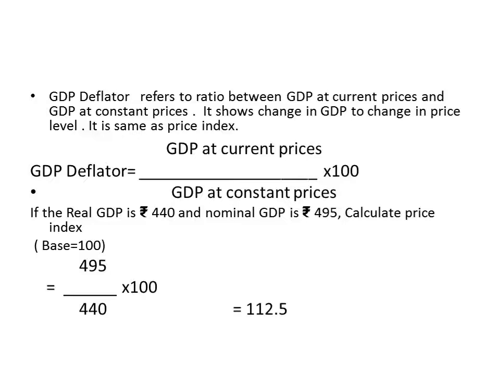Now, you will see the example. If real GDP is given rupees 440, nominal GDP is 495, how can we calculate GDP deflator? Nominal GDP divided by real GDP into 100, 495 divided by 440 into 100.